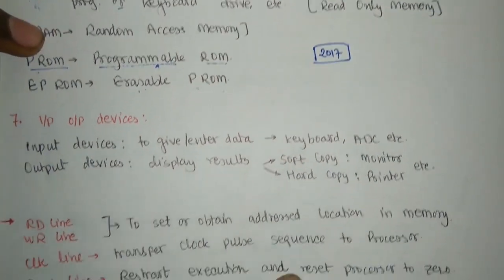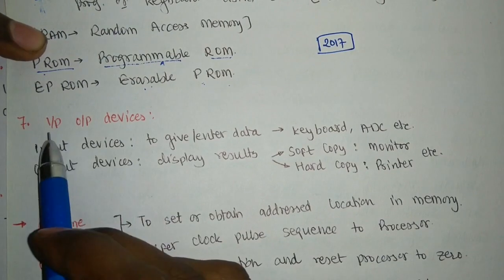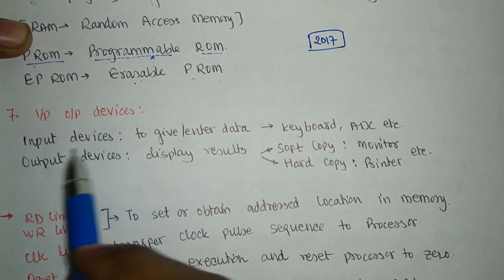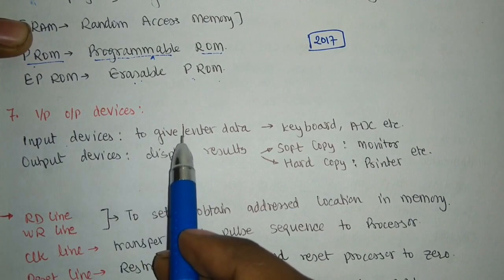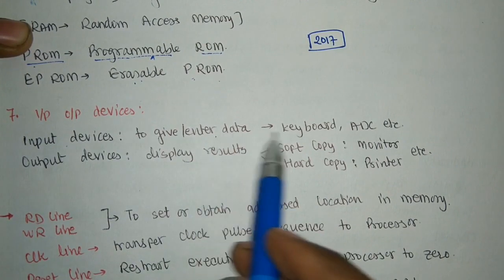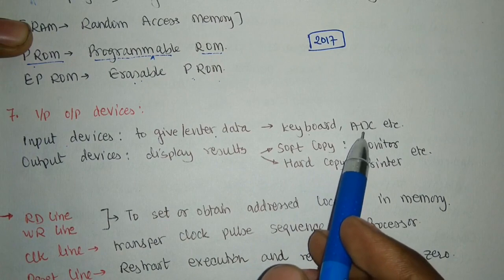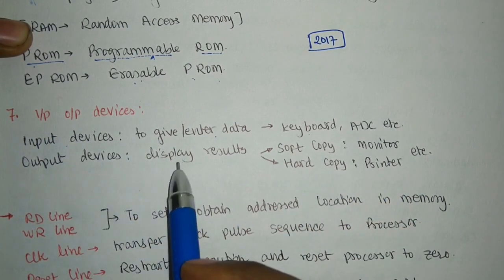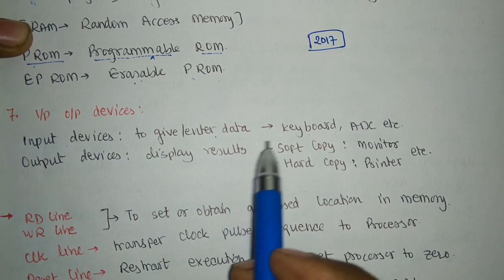Then obviously we are going to have our input and output devices, or input and output connections. Input devices are used to give or enter the data, so our keyboard can be there, and our ADC, analog to digital converters, can be there. Output devices will be displaying the result, or basically showing the output.